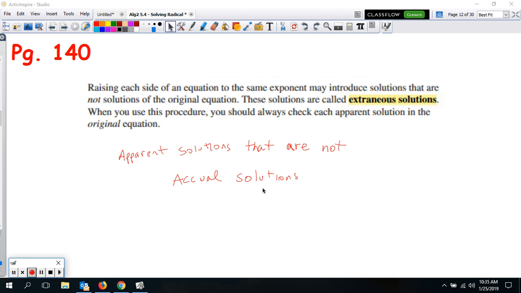So here's where we definitely have to check our solutions. If we get 2 answers, one of those answers may not be an actual solution because it doesn't work as we plug it back in. So we have to check our solutions and only keep the ones that actually do work when we plug them back in.